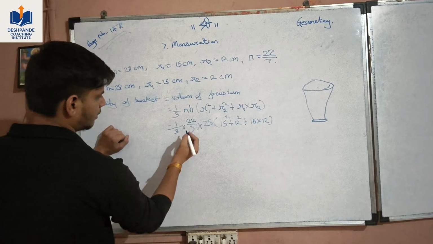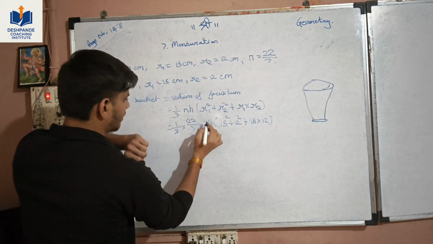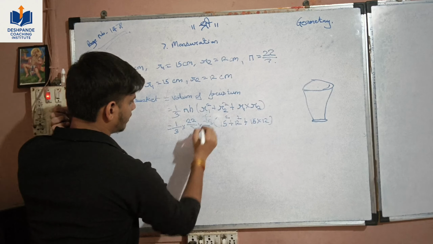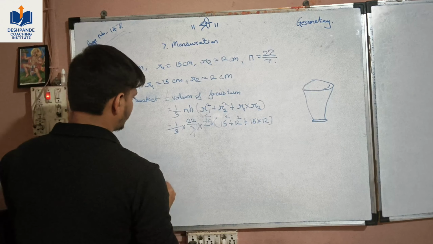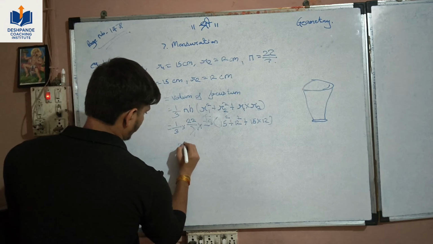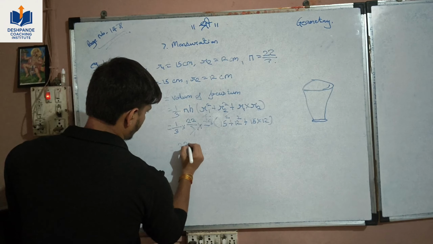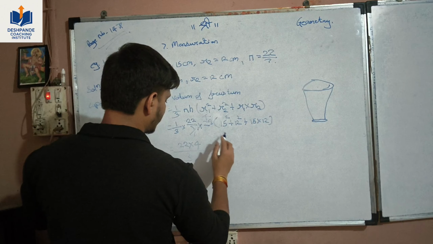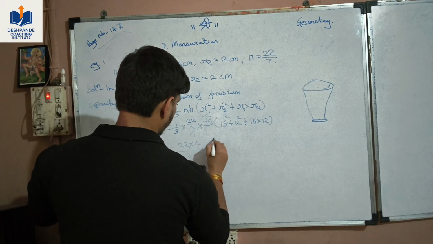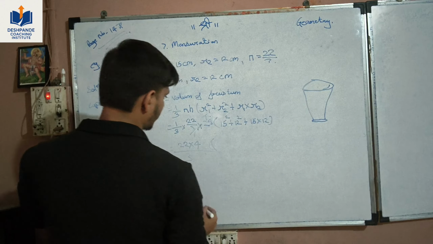Just all the values will get cut. 7 ones are 7, 7 fourths are 28. So it will be 22 into 4 upon 3. 3 will be as it is. Then in bracket 15 square will be 225, plus 12 square will be 144, then plus 15 into 12 is equal to 180.